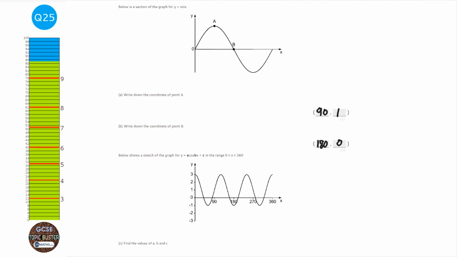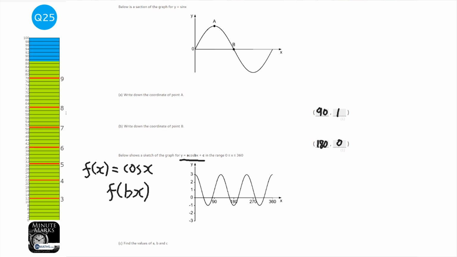Now this second one is much, much harder. If you imagine there's a different graph of f of x equals just cos x, what's happened with this equation here? Well, we have x times by b inside the function, and then we've times the function by a, and then we've added c on the end. So what do each of those bits do? Well, b affects the x coordinates. Basically, that squishes it in if it's a number higher than 1, and it stretches it out if it's a decimal.